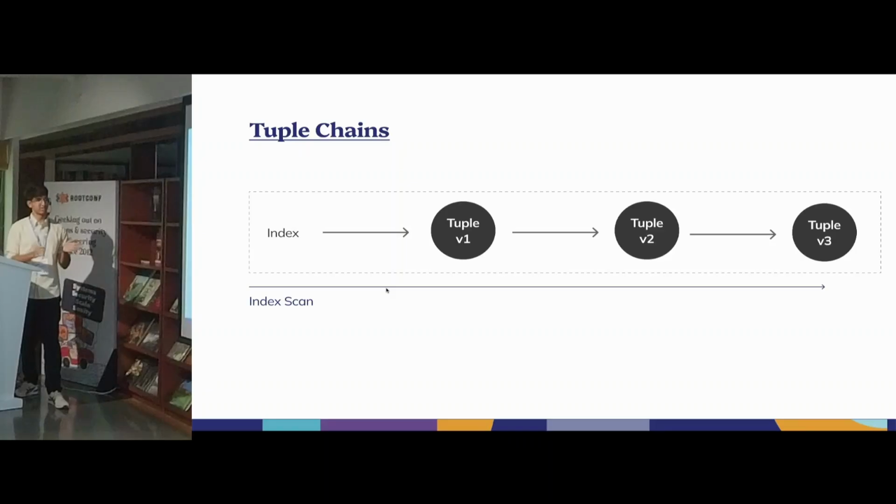And so when you do an index scan, you're actually not directly hitting the index, and then the index is not taking you to the latest tuple. But what you're doing is walking the linked list along a chain of tuples that will eventually get you to the latest tuple, right?